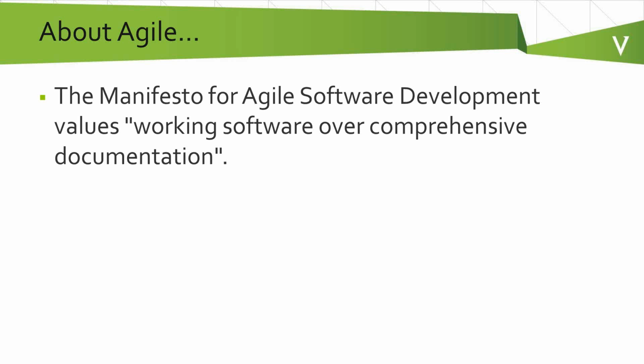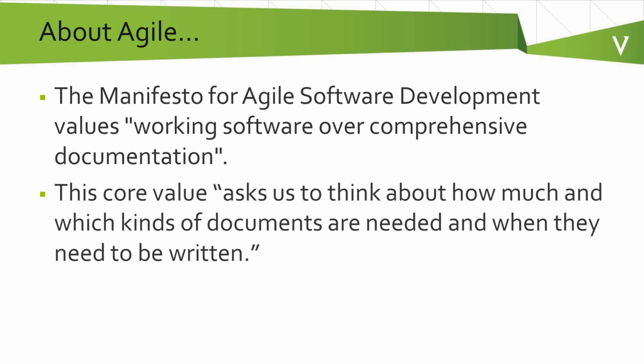It's more about the interaction between developers with the focus on getting your software to be what it's supposed to be. The core value in Agile is to think about how much and which kinds of documents are needed and when they need to be written. And obviously, this is a statement about project documentation, but it's a great question to be asking myself as a technical writer: what kinds of docs are needed and how much is needed.